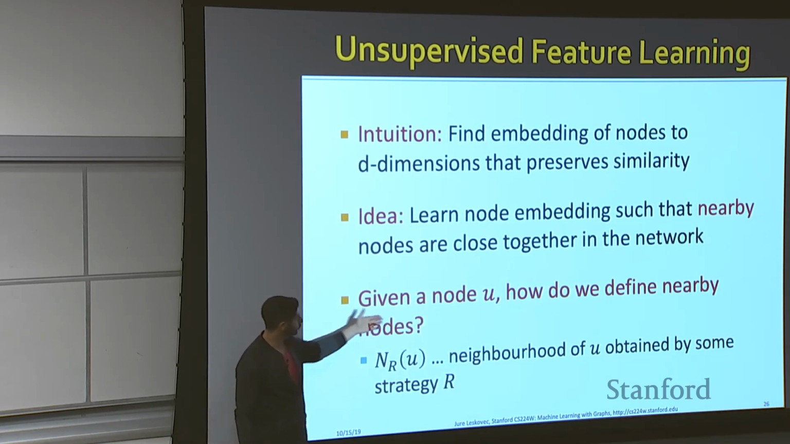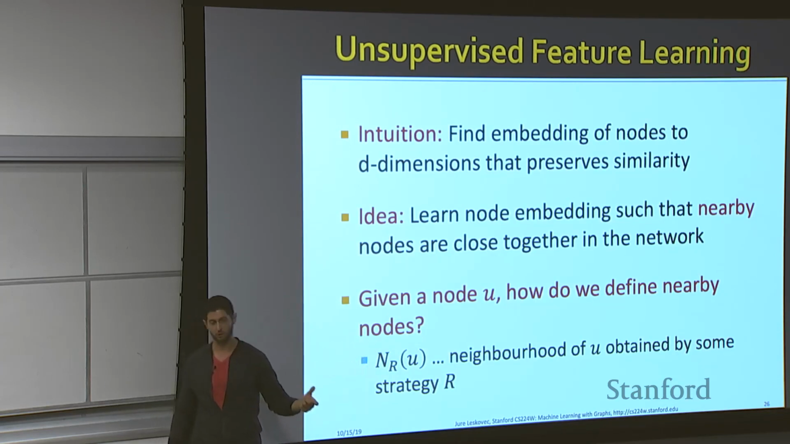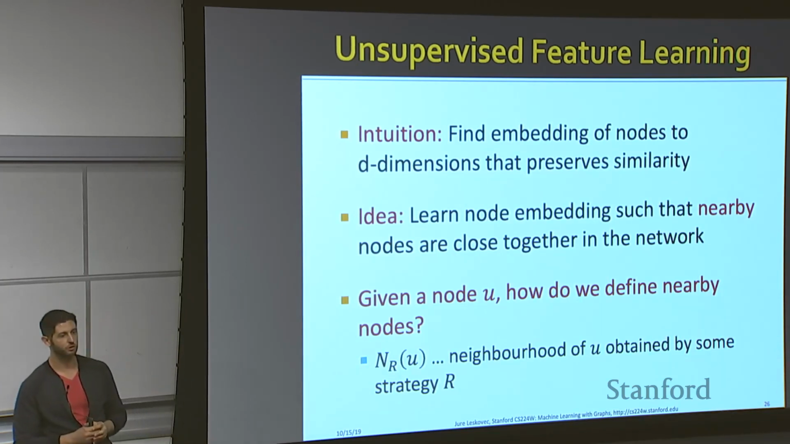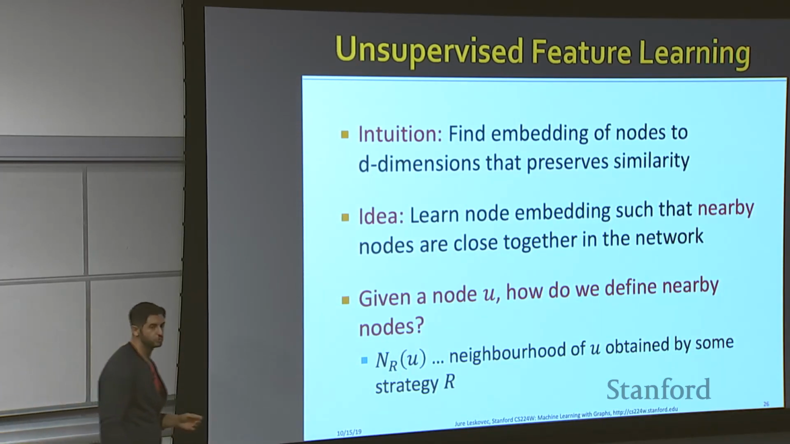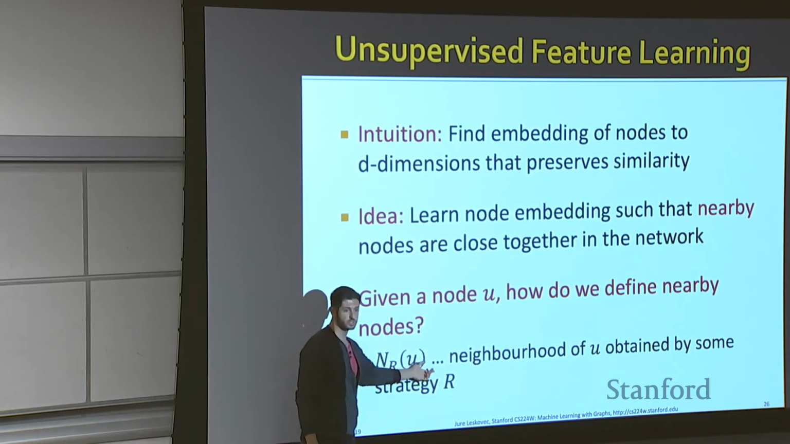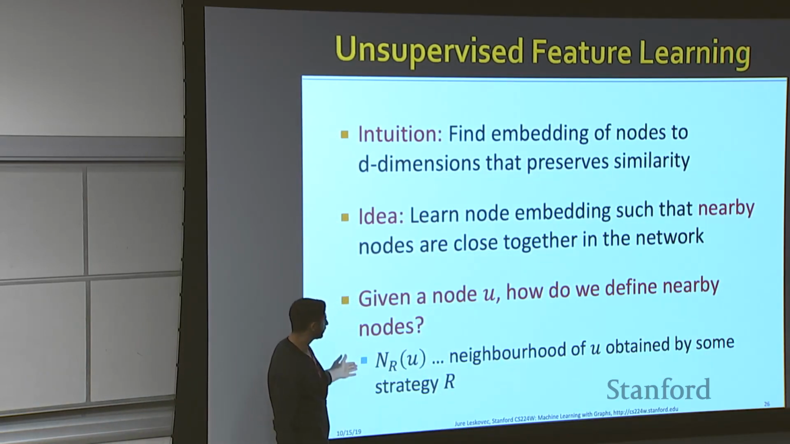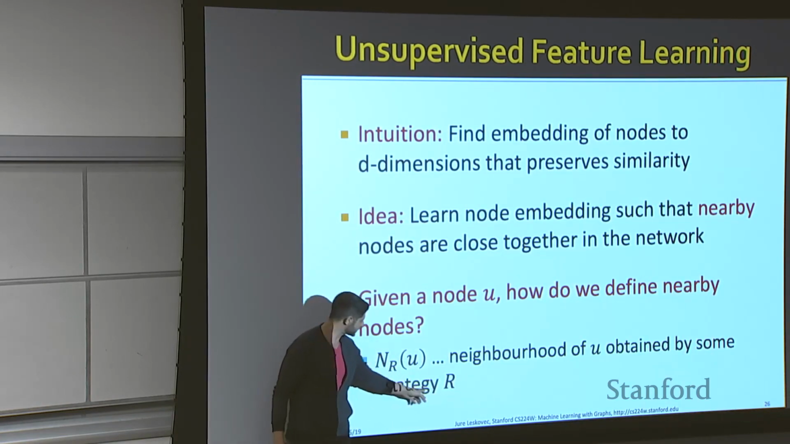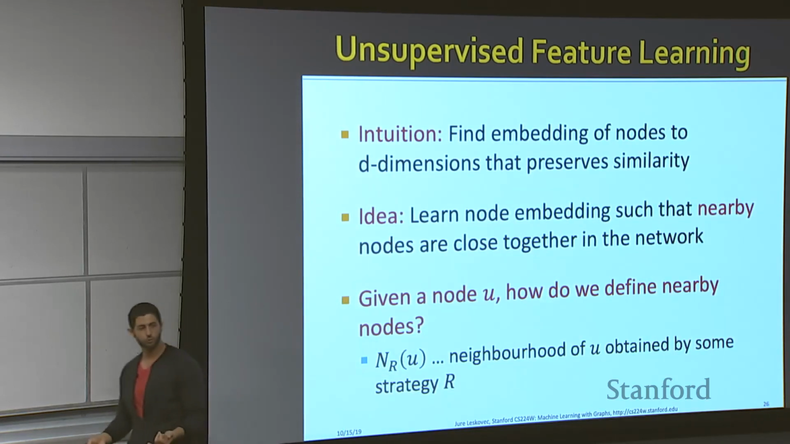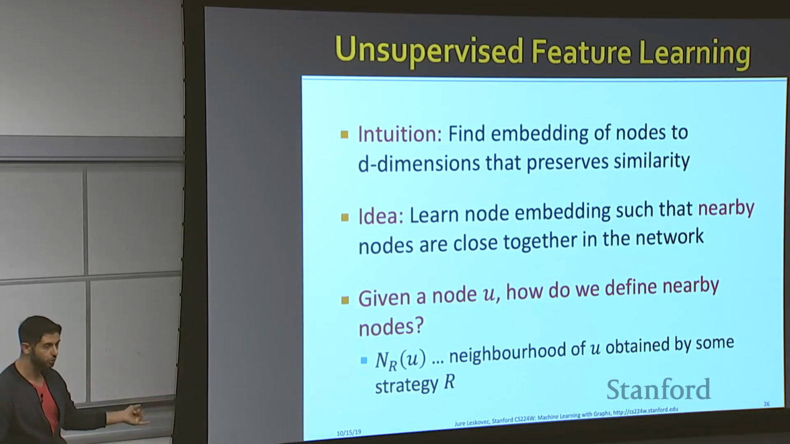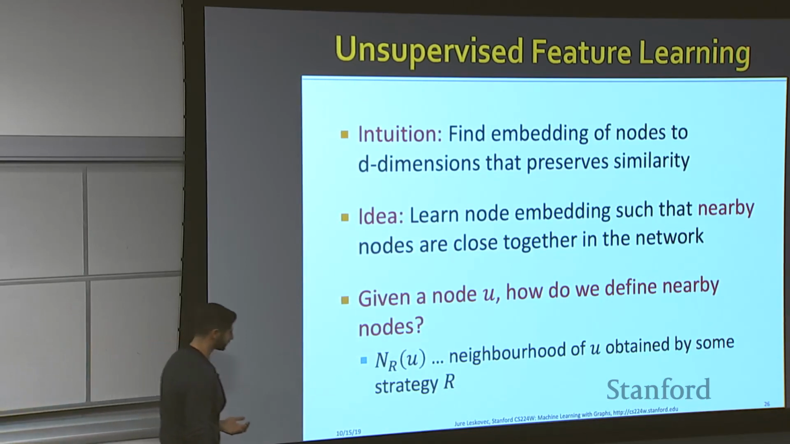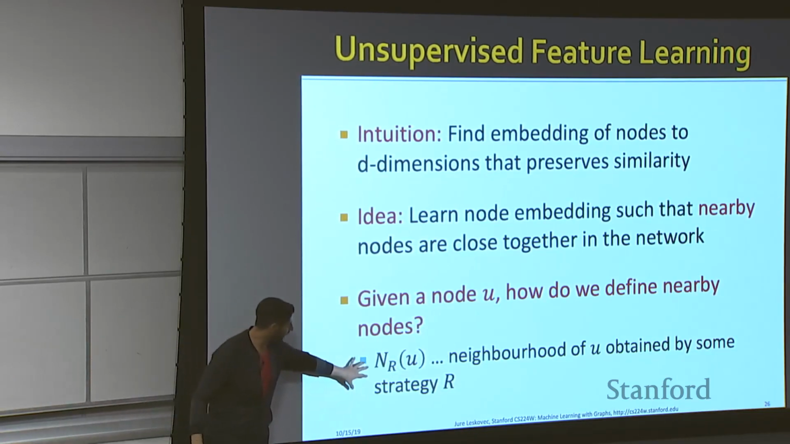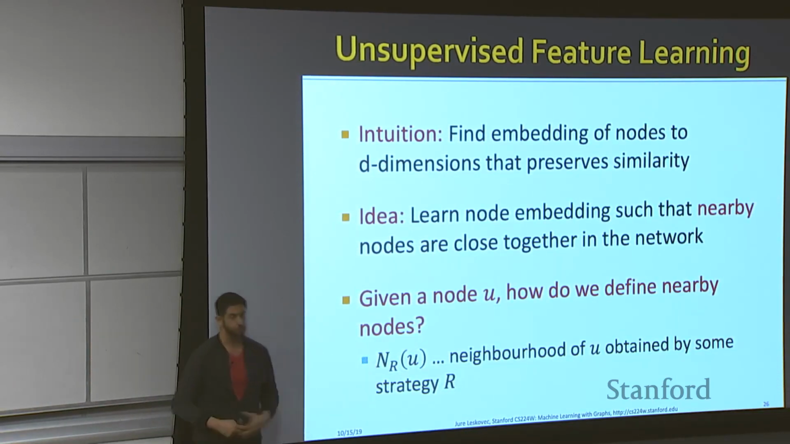Now, given our node U, how do we define the nearby nodes? We don't have any more access to the full graph, correct? We're just exploring the graph by means of random walk. So in some way, we need to redefine what the neighborhood of a node is. What we're going to be doing is that the neighborhood of a node is obtained by some strategy R, which means we're going to be deciding how many random walks we run starting from our node U, what are the characteristics of the random walk, and so forth. Why is this important? Can you give me an intuition why we're not just going to blindly use the full neighborhood of every node?